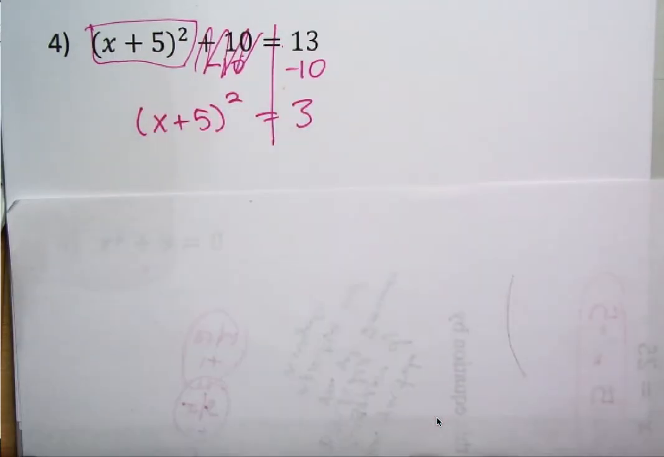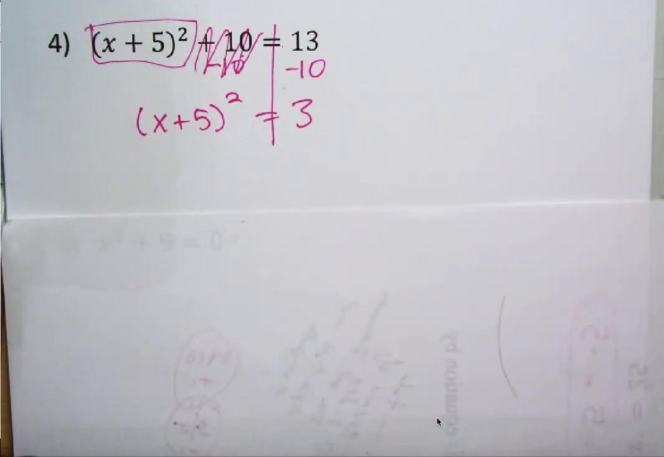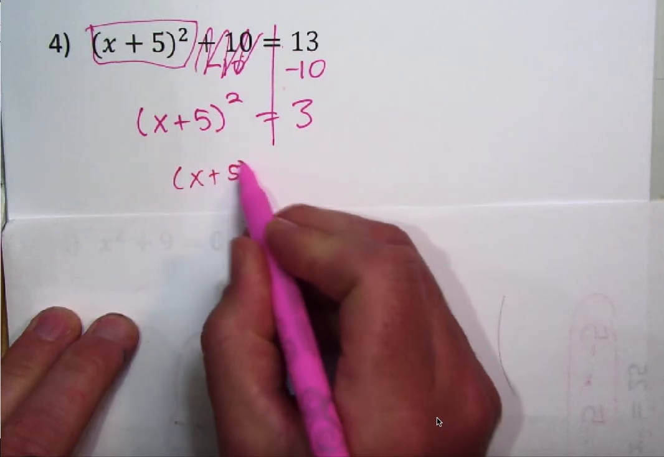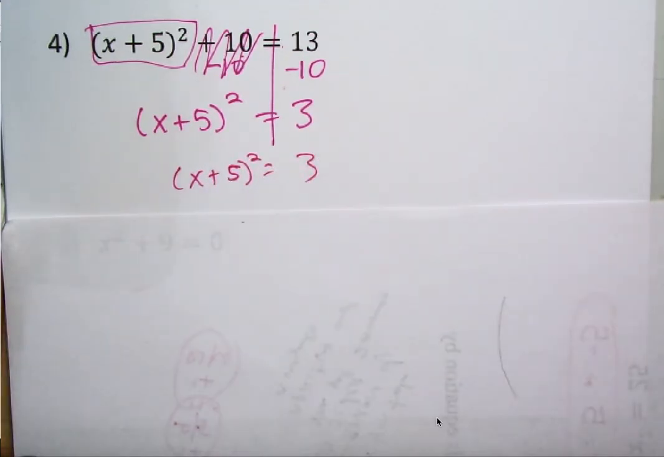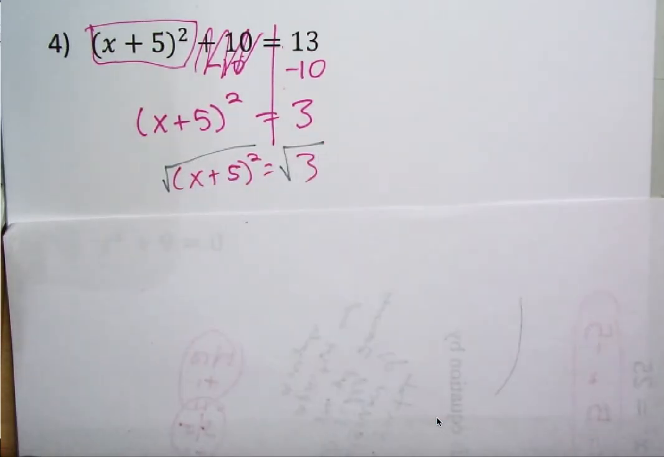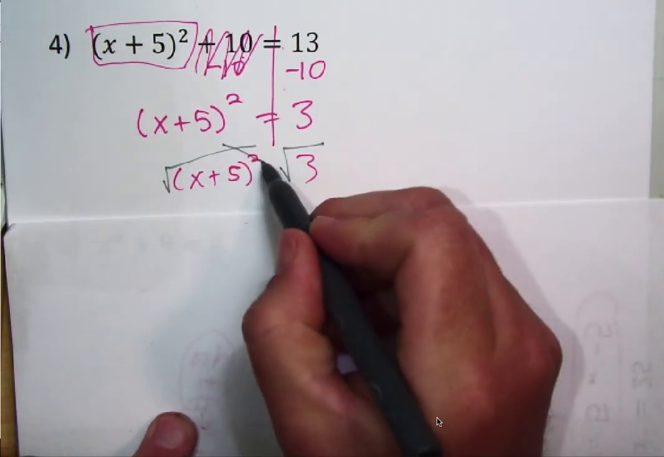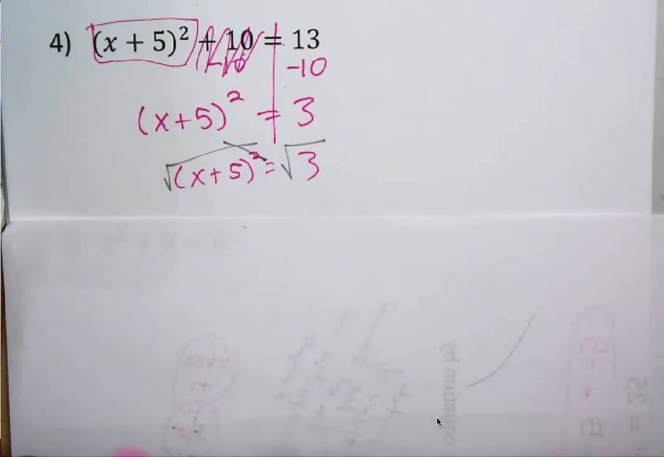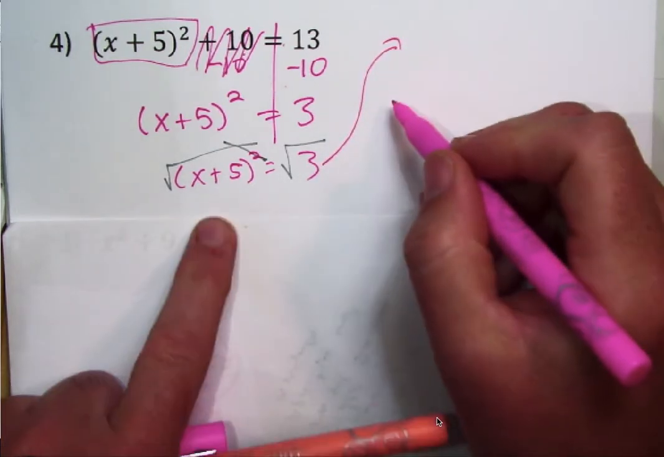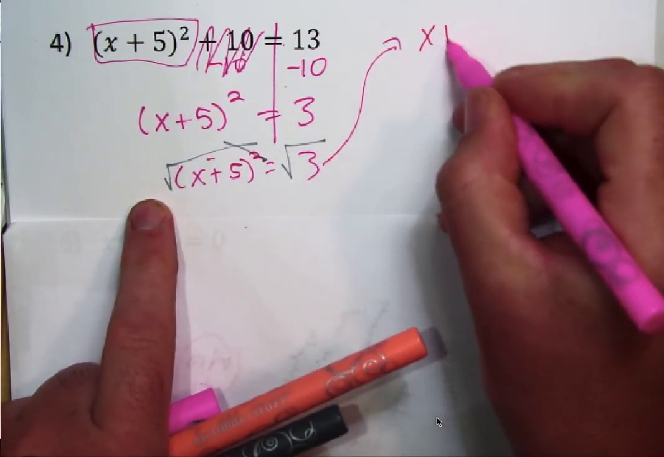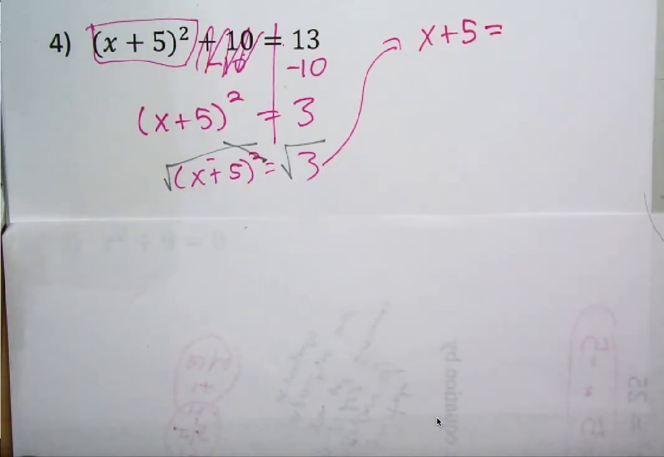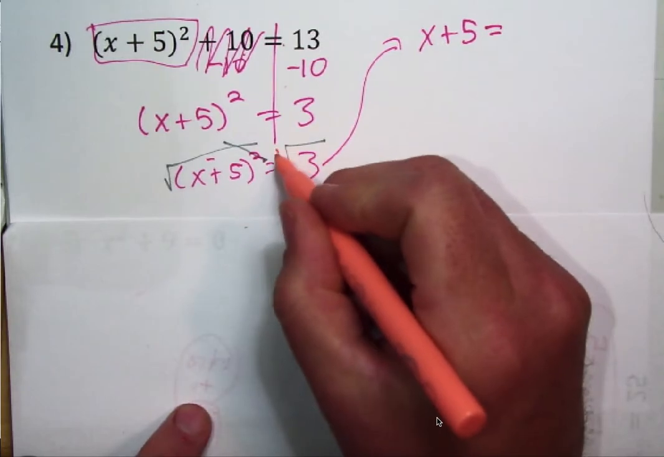And now we have something squared by itself, so we can take the square root of both sides to cancel out the squared. And then we're left with, I'm going to move it up here, the square and square root cancel out, x plus 5 equals, well, what is the square root of 3? Oh, remember, we get two answers, positive and negative.